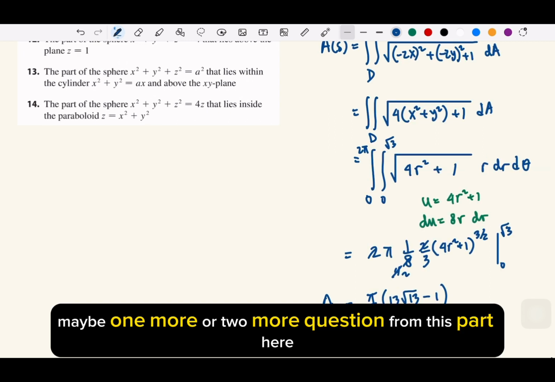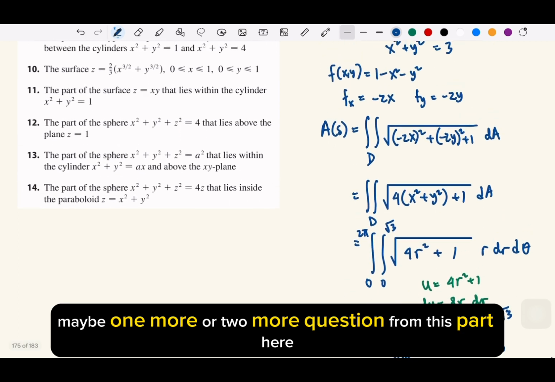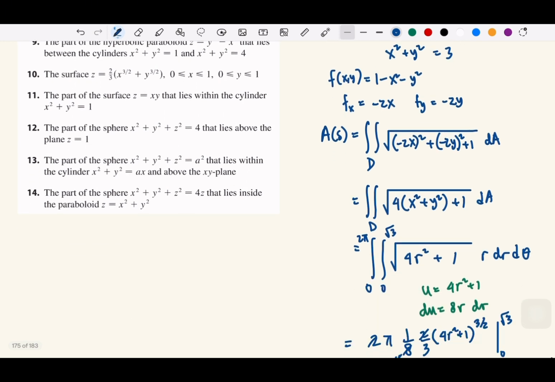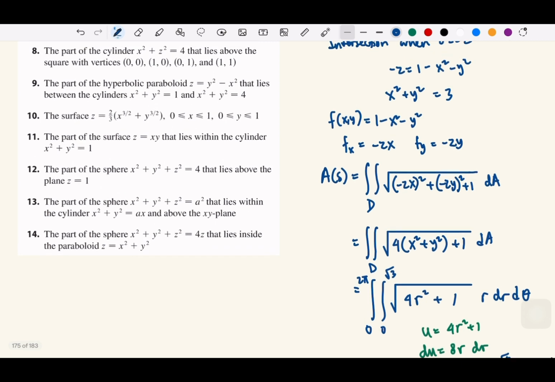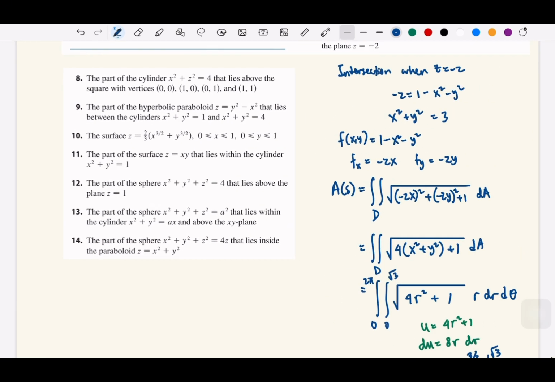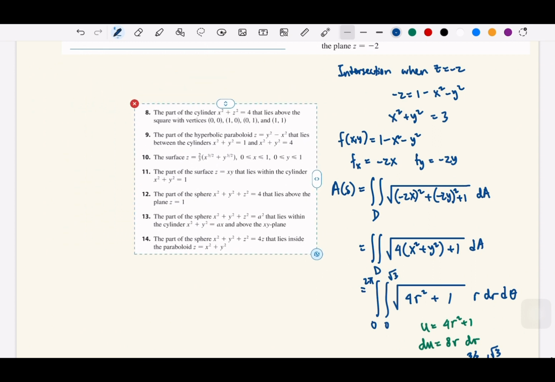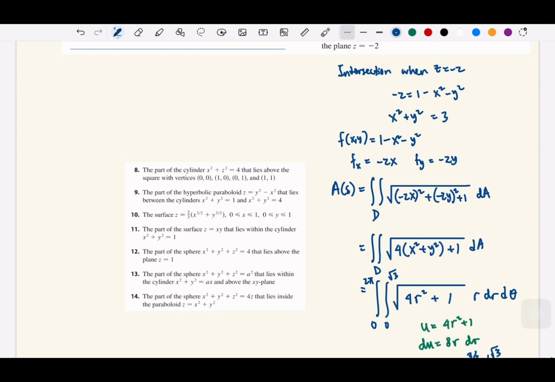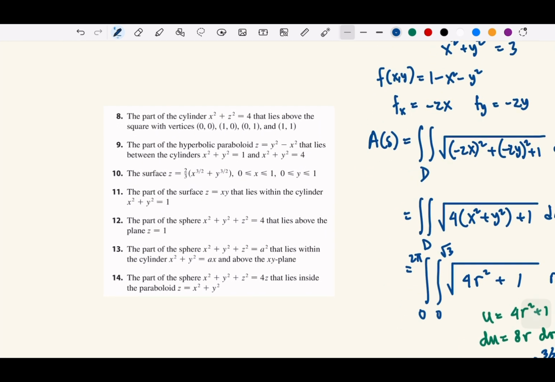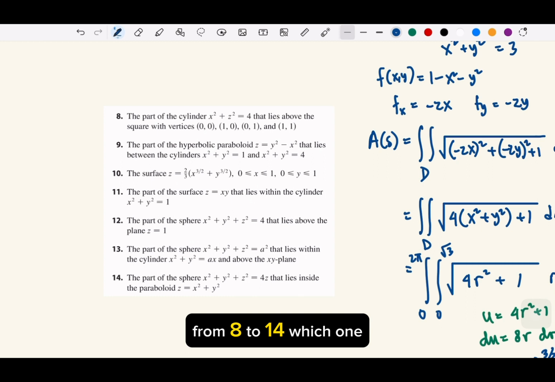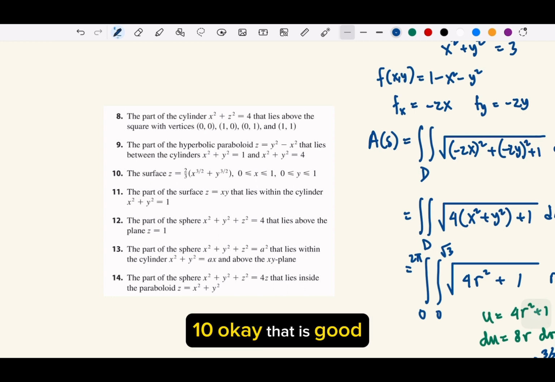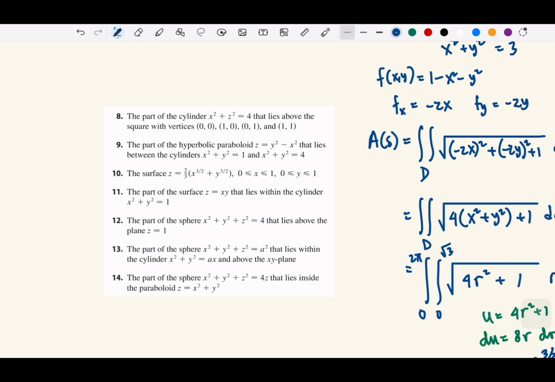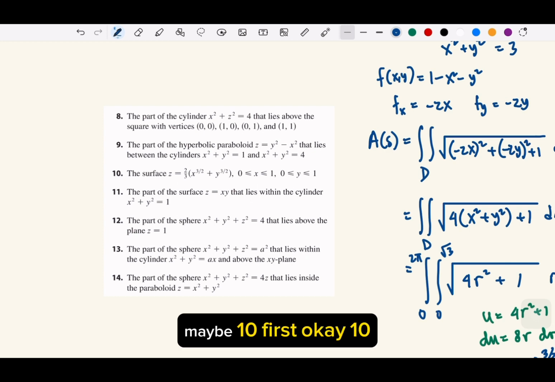Maybe one more or two more questions from this part here. Maybe from this, from 8 to 14. Any suggestion? From 8 to 14, which one? Any idea? 10. 10, okay, 10 is good. Yeah, maybe 10 or 14. Okay, maybe 10 first, okay, 10.